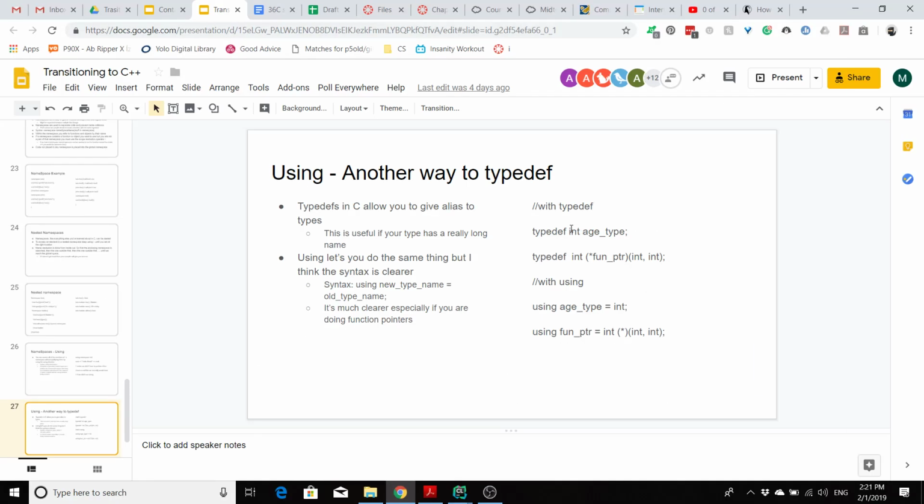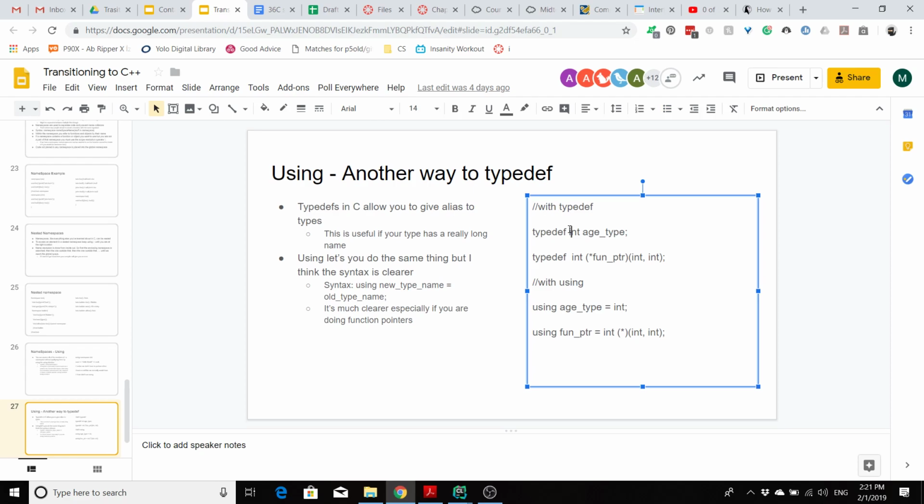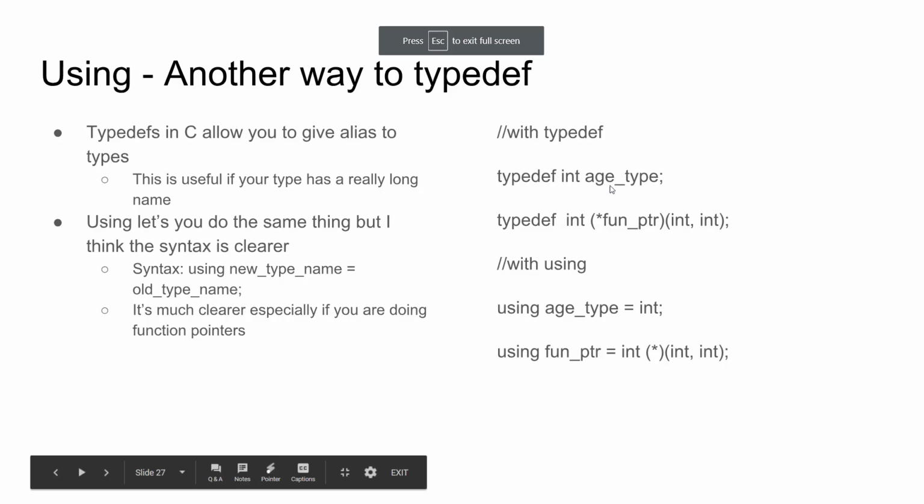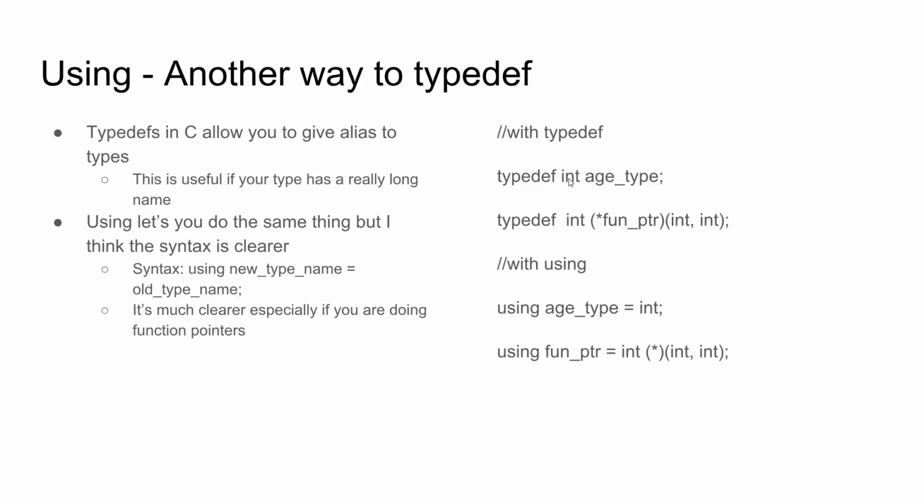No, that's the right way. I'm going to say, hey, I want an age type. It's just going to be another name for int. So everywhere I say age type, it's just another name for int. This guy over here, he's a function pointer. So you can have pointers to functions if you want. They can be kind of useful sometimes. They're used a lot in GUI programming. But this syntax is kind of hard to read.